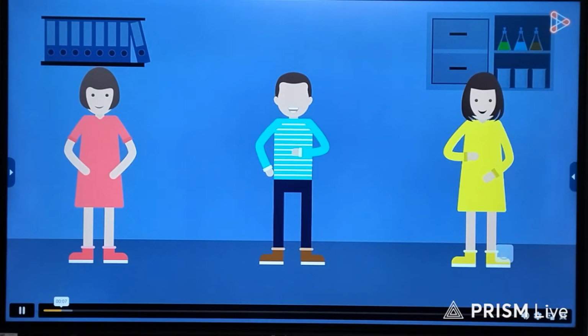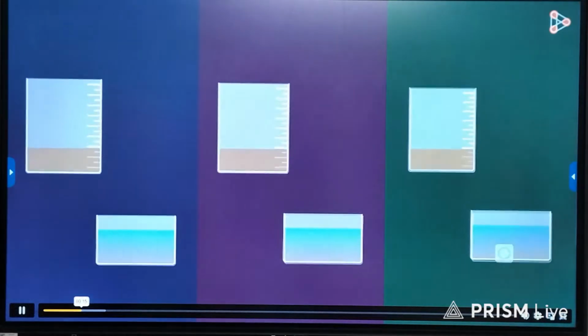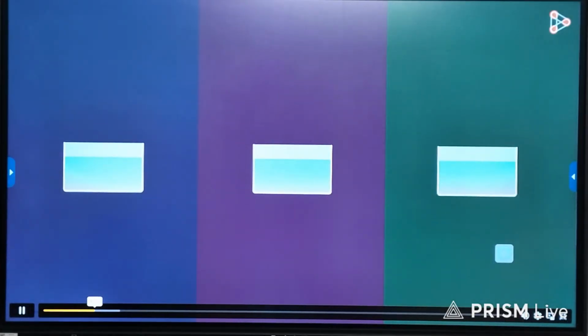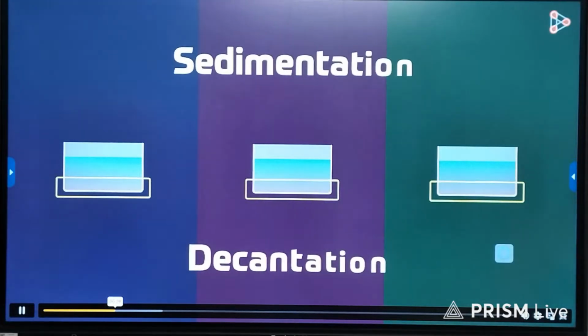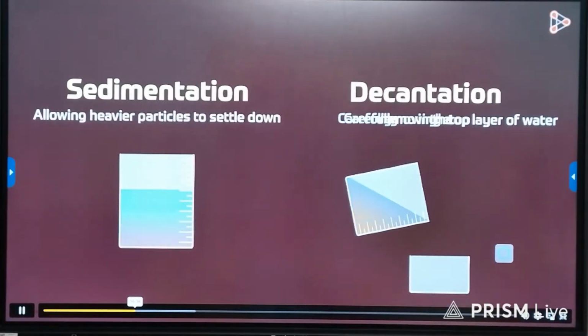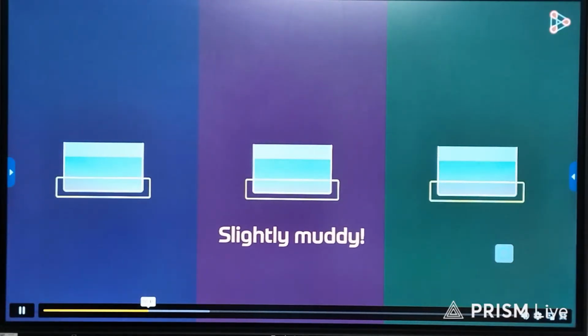Zara, Zen, and Zika are in the middle of their experiment. They are meant to separate mud so they can have clean water. They have already successfully separated a lot of mud from the water, but the water still contains a lot of soil particles. These extremely fine impurities won't get separated with the dual process of sedimentation and decantation as it did previously. Sedimentation is allowing the heavier particles to settle down, and decantation is carefully removing the top layer of water. So the kids are stuck with slightly muddy water. It is not completely clean as they expected it to be.